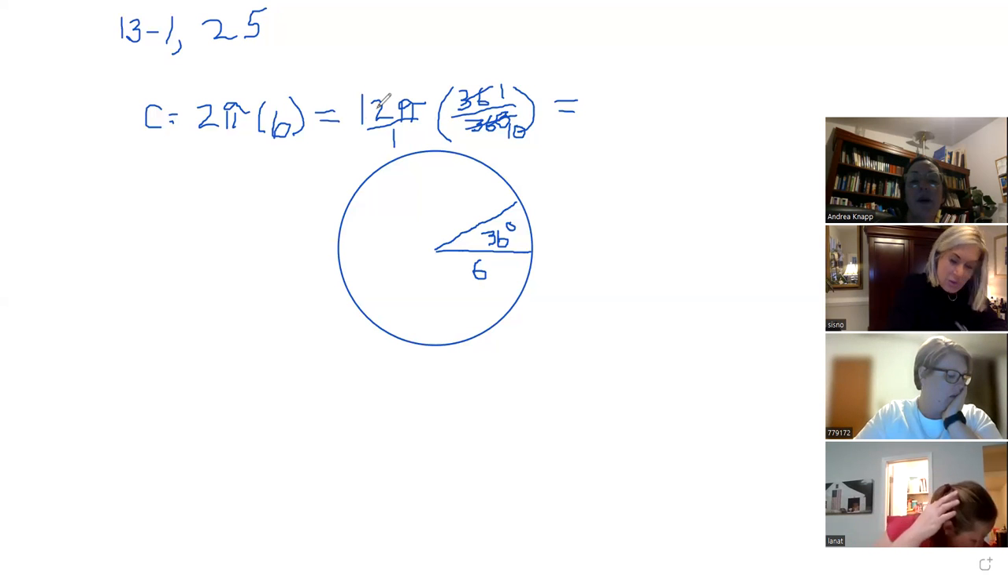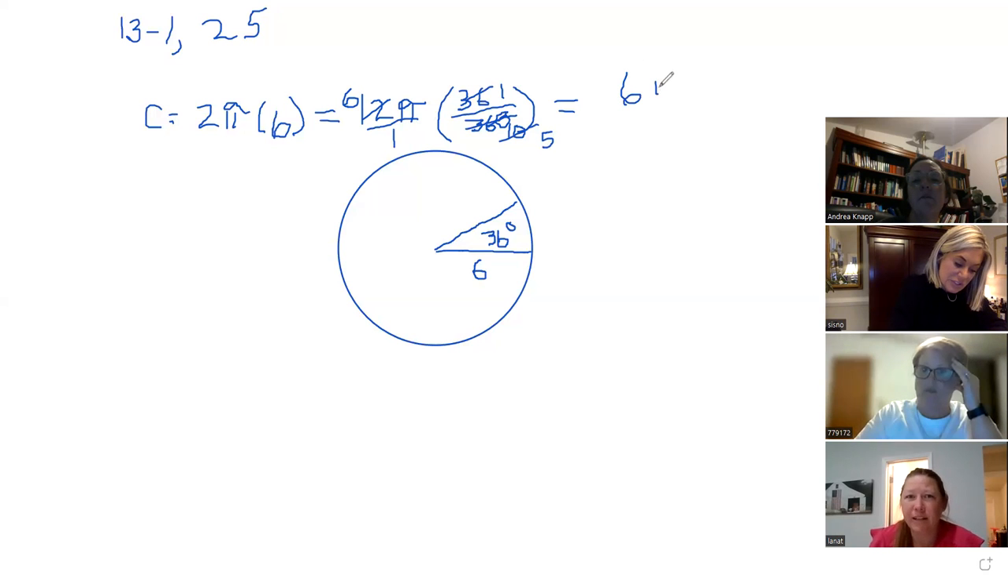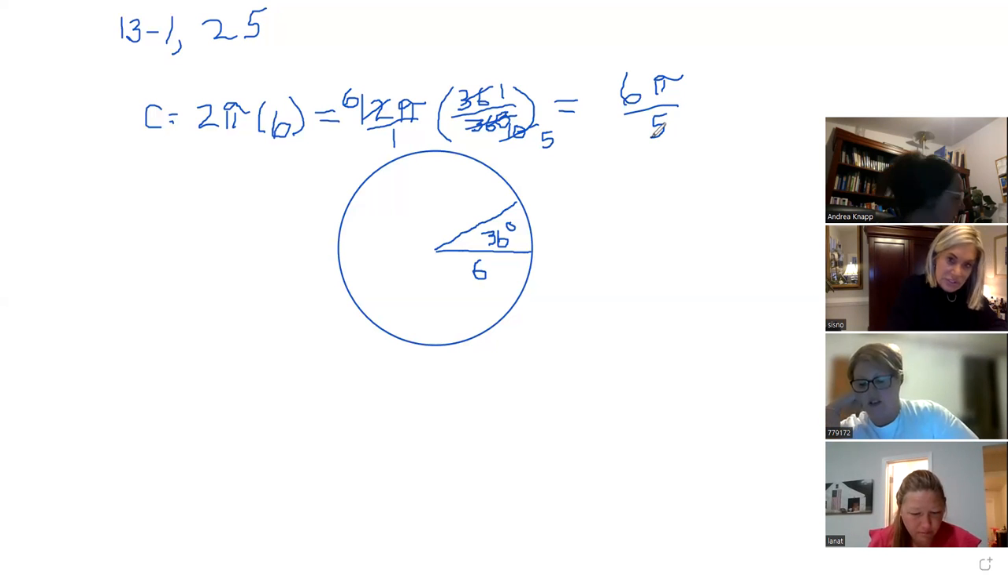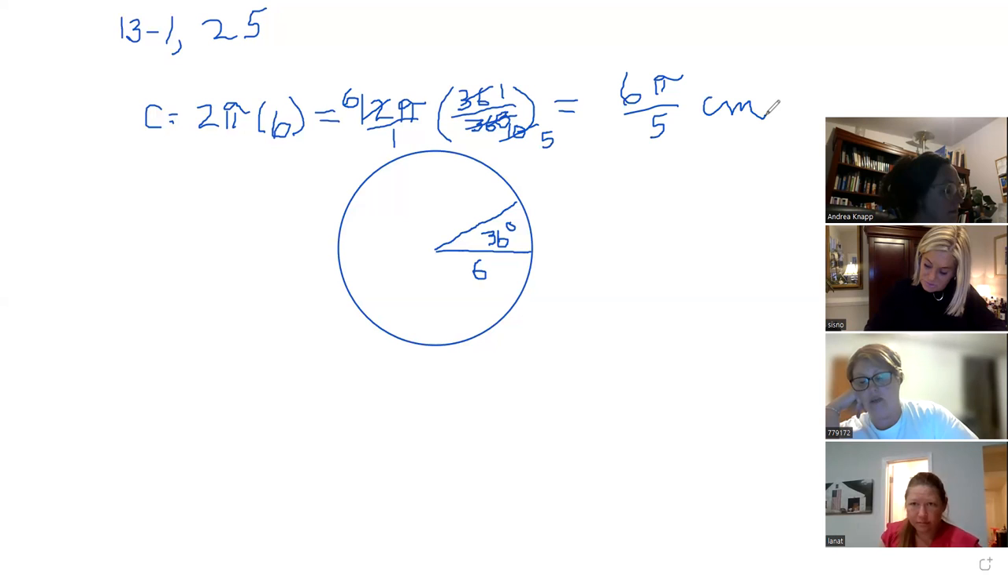So if we simplify the 12 and the 10, 12 divided by 2 is 6, and 10 divided by 2 is 5. I'm getting 6 pi over 5. Are you? That's what I got. And what was our units? Centimeters. See, I did it by putting it over 180 to begin with.